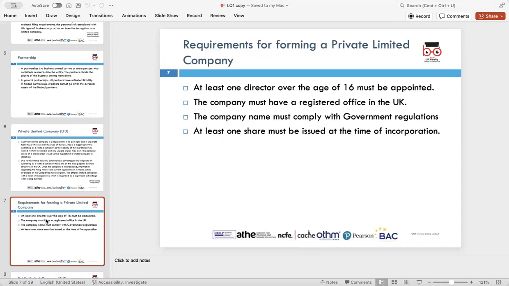Requirements of forming a private limited company. It is required that at least one director be nominated who is older than 16 years old. It is required that the corporation have a registered office in the United Kingdom. In order to be compliant with government requirements, the company name must be approved during the process of incorporation. A minimum of one share must be distributed to shareholders.